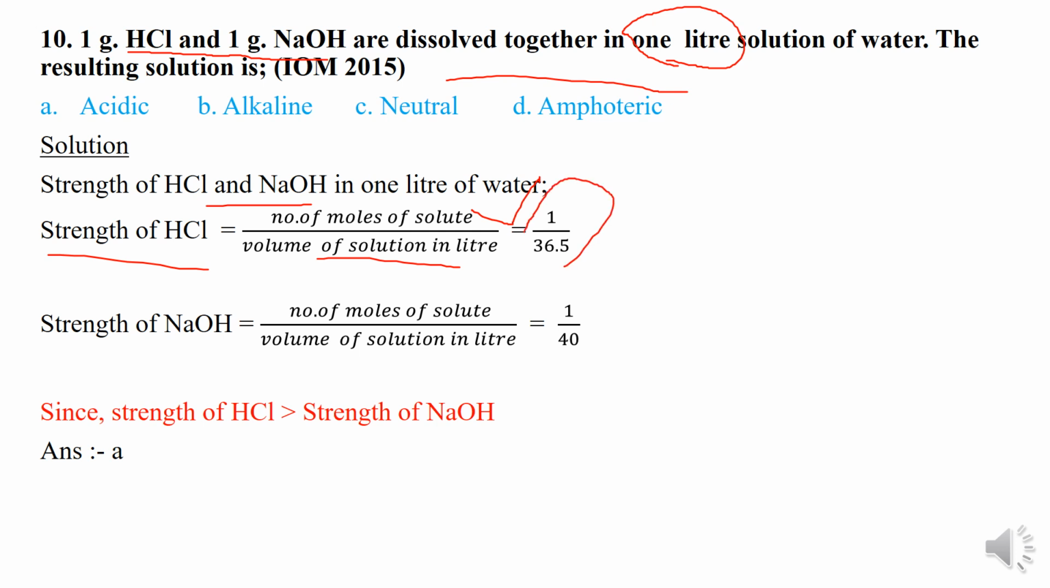Number of moles of HCl will be 1 by 36.5. 1 is the weight of HCl and 36.5 is the molecular weight of HCl. So number of moles will be weight in gram divided by molecular weight, 1 by 36.5. Then strength of NaOH is calculated in the similar manner, 1 by 40. 1 is the weight of NaOH and 40 is the molecular weight of sodium hydroxide. Then strength of HCl is greater than that of NaOH, because 1 by 36.5 is greater than 1 by 40. So the solution will be acidic. Very important question.